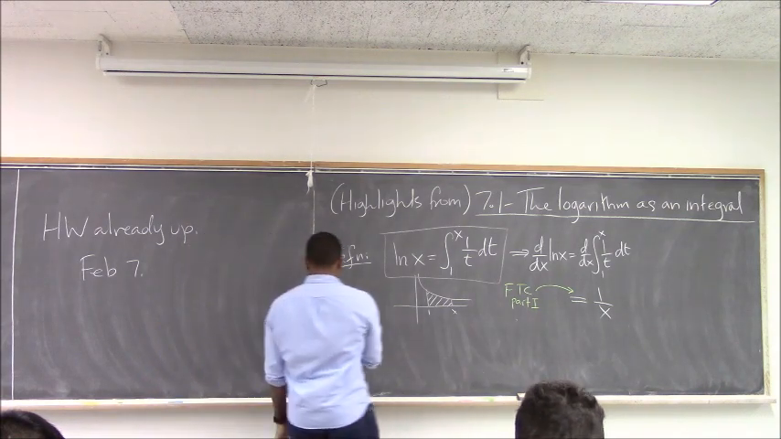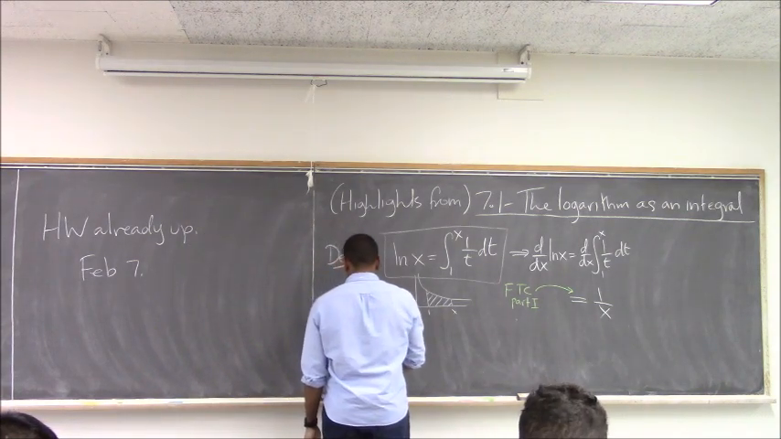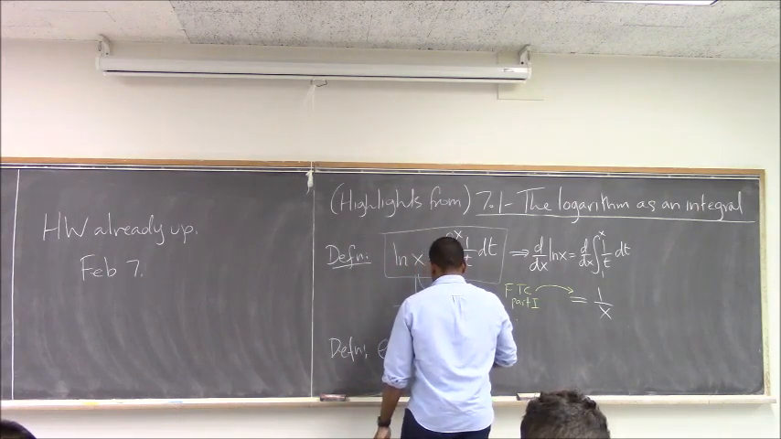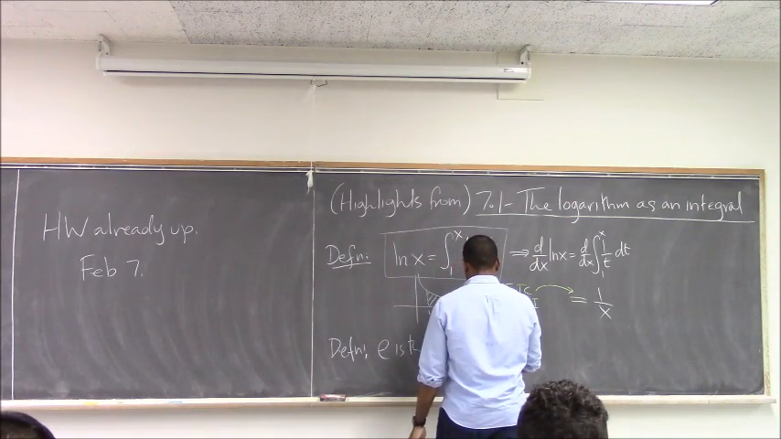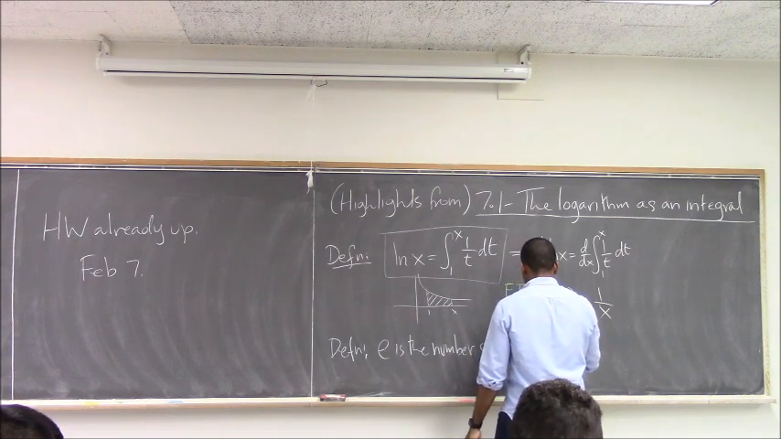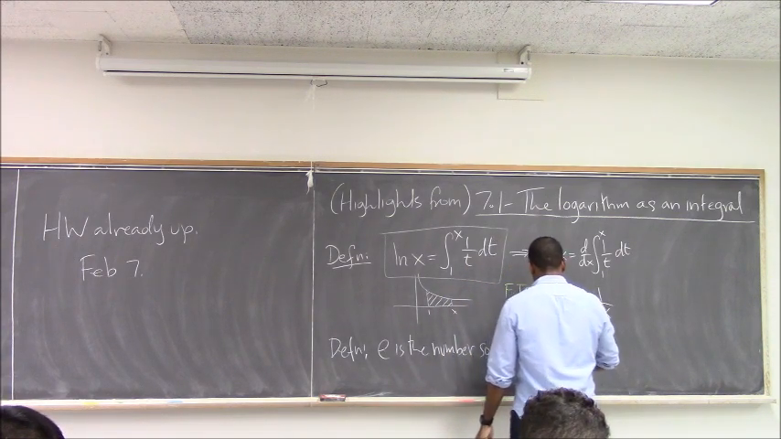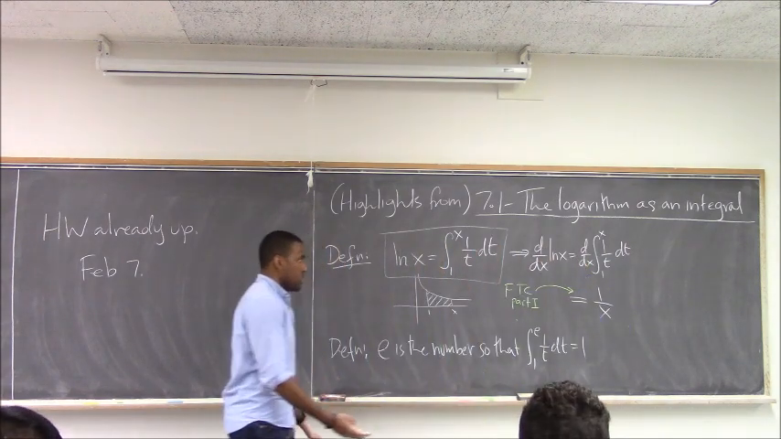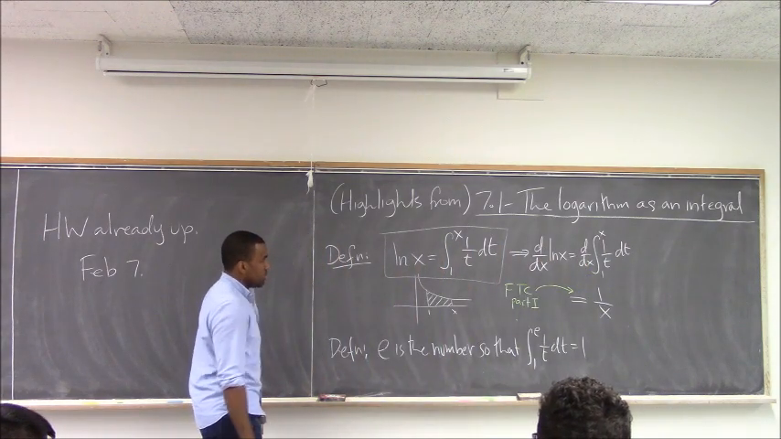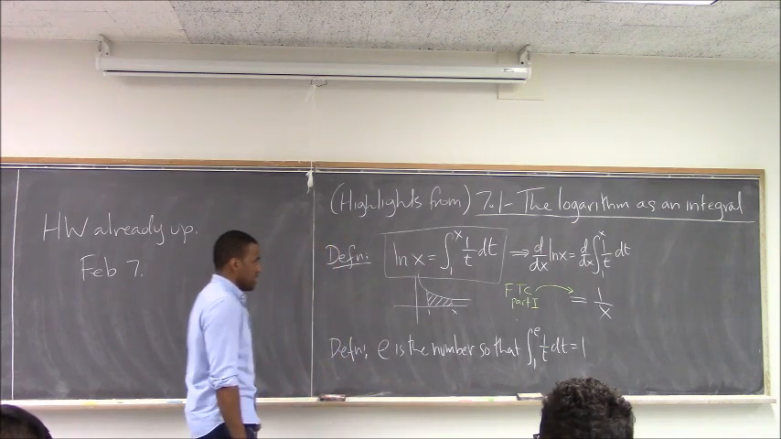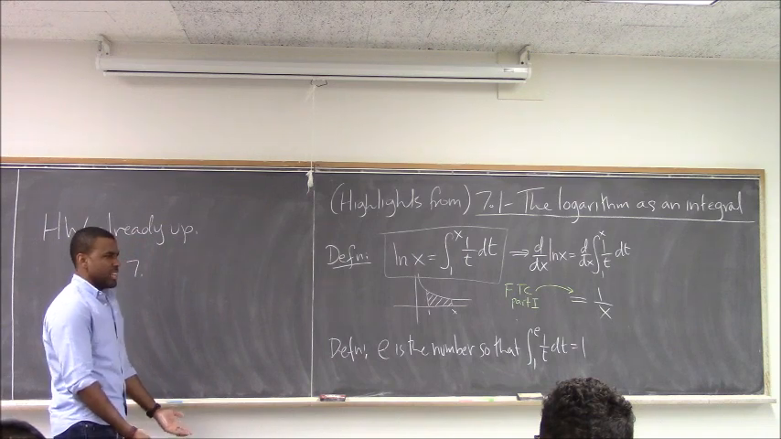And then it defines e to be the number so that the area under the curve is 1. Integrate from 1 up to e of 1 over t dt, you get 1. Which tells you that the log of e is 1. You can also get from this definition that the log of 1 is 0, but again, you would know all that stuff. So you never really get anything really new.